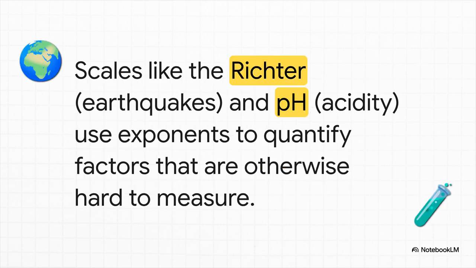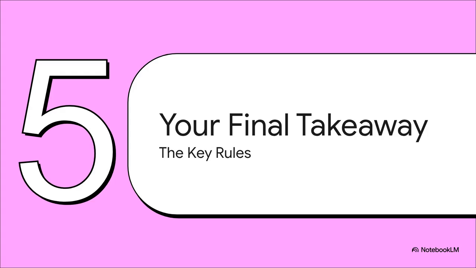And finally, exponents help us make sense of our world when the numbers get, well, huge. Scales like the Richter scale for earthquakes or the pH scale for acidity, they're built on powers of 10. They let us take these gigantic, hard-to-compare values and turn them into a simple, manageable scale we can all understand. Wow. Okay, so we have covered a lot of ground. Let's boil this all down to the absolute essentials, the things you really need to walk away with.